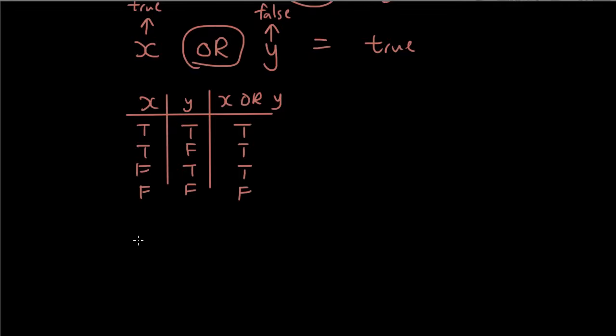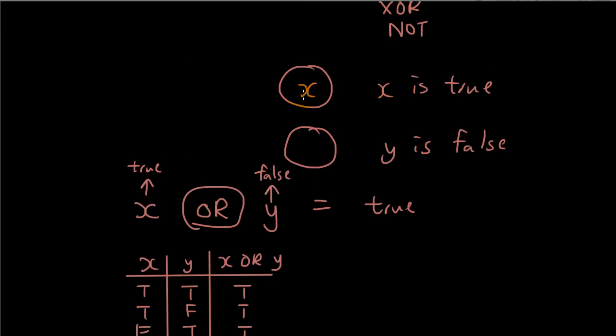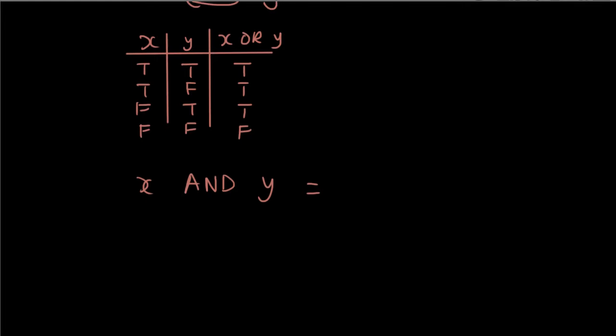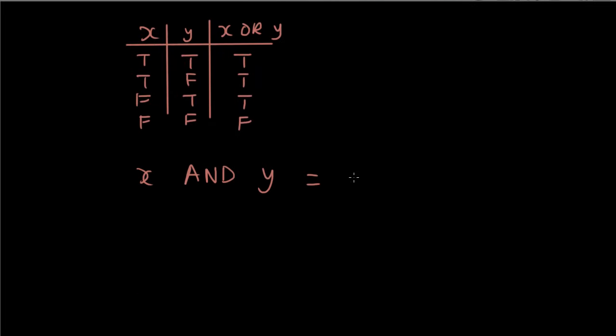Okay, so let's now do AND, x and y. If you have a look at the example, x is true right now and y is false. So x and y is actually false. So why is that? If x is true and y is false, x and y is false.